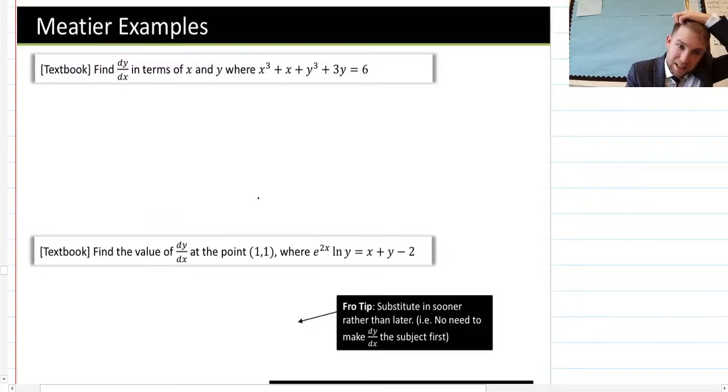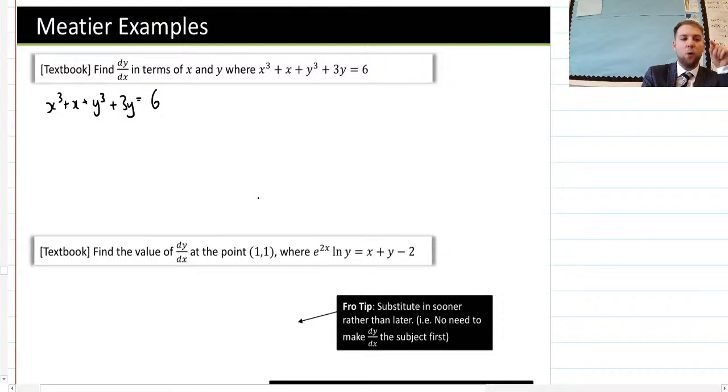So the first thing we need to do is differentiate this implicitly. So I'm going to write it down first of all. So it's x cubed plus x plus y cubed plus 3y is equal to 6. So I've got to differentiate all of these implicitly, and you'll get used to this. So the first thing we need to differentiate is this x cubed. We know that's just equal to 3x squared, plus, if I differentiate x with respect to x, that's just equal to 1.